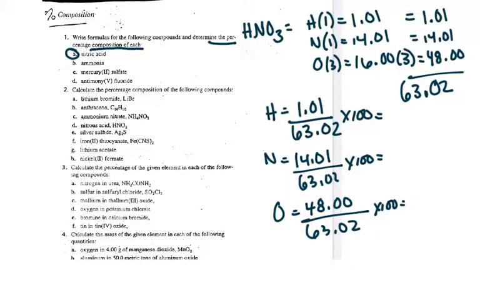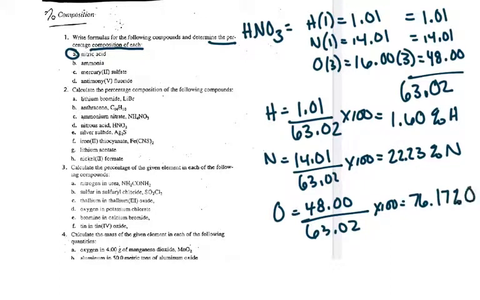So I'm going to put that into my calculator, the hydrogen one. And for hydrogen, I get 1.60. I'm just going to do 2 decimal places since I don't really have sig figs given in this problem. Nitrogen is 22.23% nitrogen, and oxygen is 76.17% oxygen. Just to double check yourself, percents are out of 100, so you should be able to add all 3 of these together and get about 100.